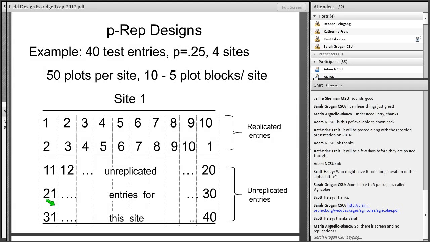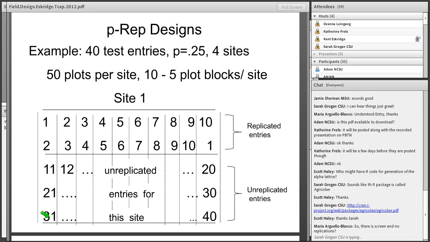So here's an example of a PREP design, a very simple one. Say we have 40 test entries, and we want to replicate 25% of the test entries, which means I'm going to replicate 10 entries. In this first site, I'm going to replicate each of the first 10 entries twice. Notice here entry 1 appears first in block 1. Here the column is the block, and entry 1 appears once in the first block and once in the last block. And so I can replicate each of the 10 entries twice.